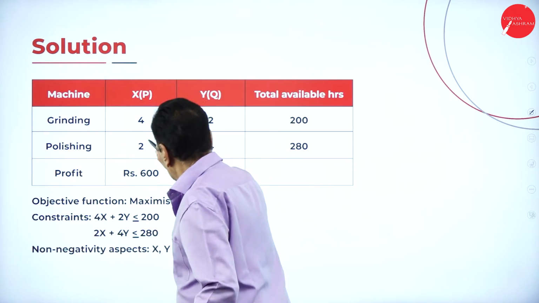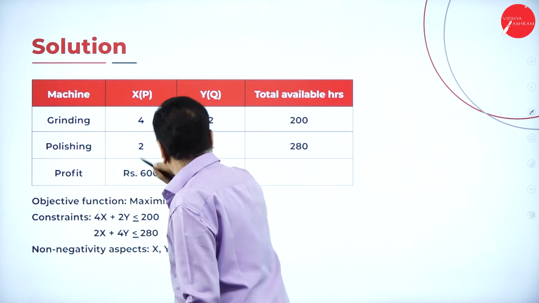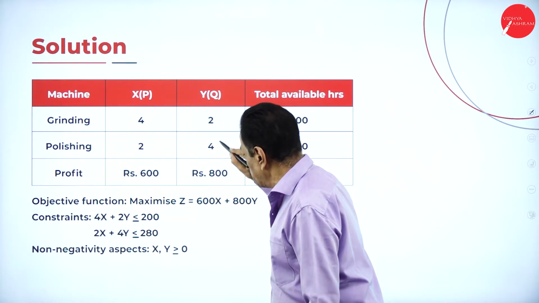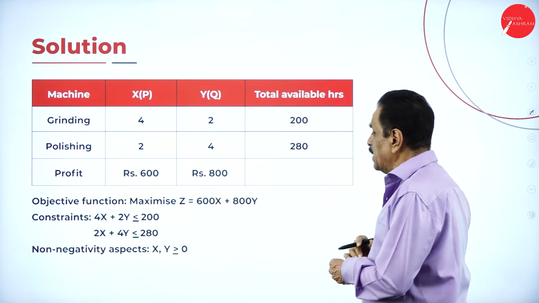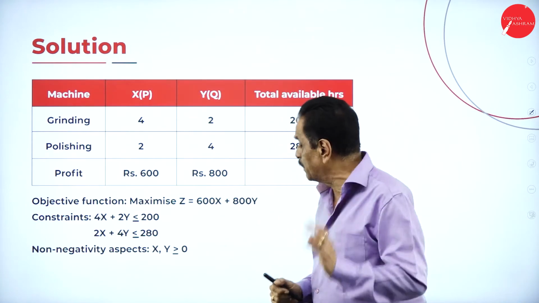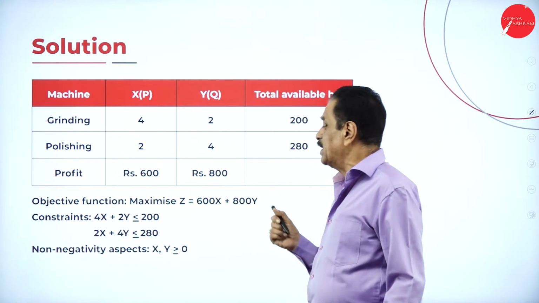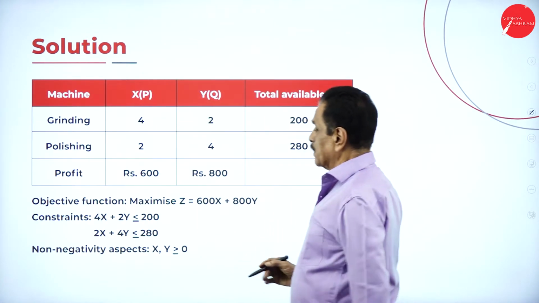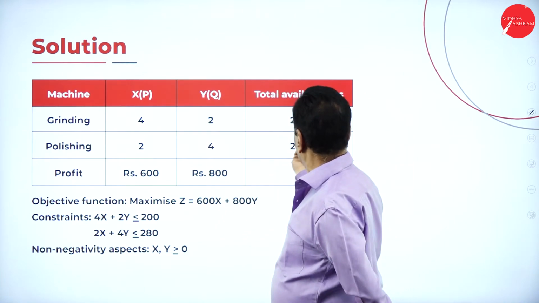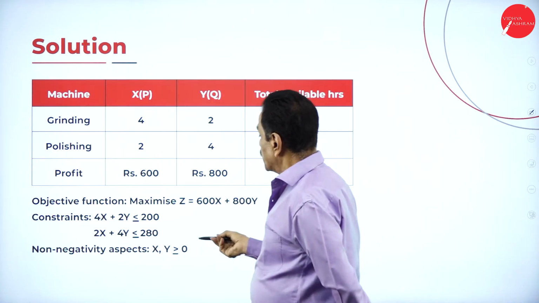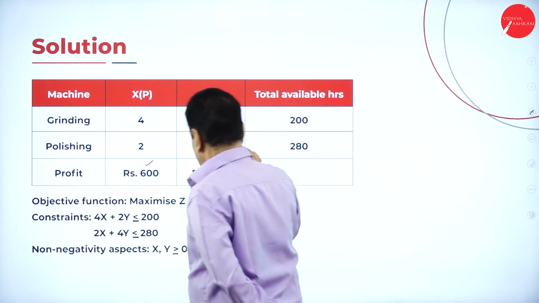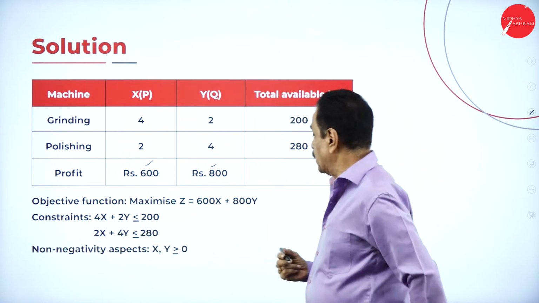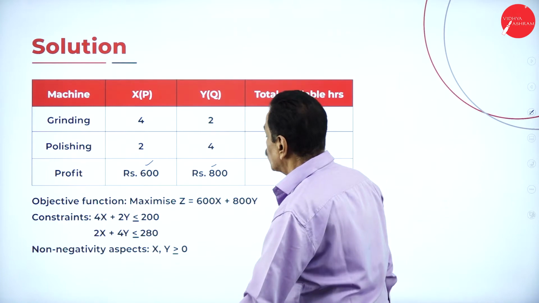Grinding 4, polishing 2. This is 4x plus 2y. Then polishing, 2x plus 4y is a maximum of 280. The maximum profit available is 600x and 800y. So they utilize grinding how much? 4x plus 2y. The hours available here is 200. The maximum profit is 600, 800. You got the equations 4x plus 2y is 200, 2x plus 4y is 280. This is the equation. Slowly you have to find it.